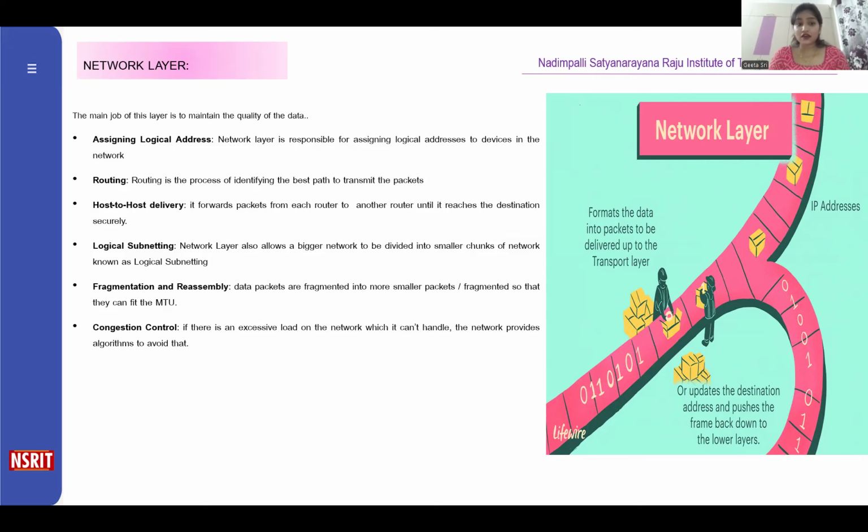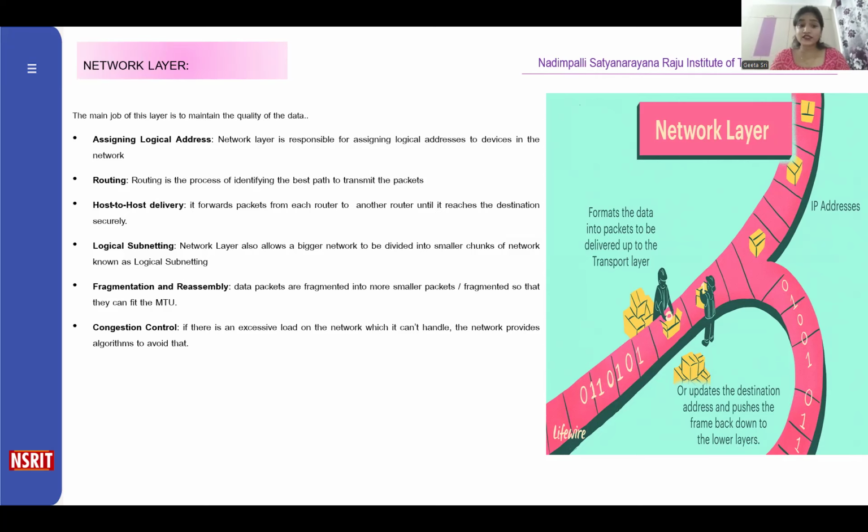a certain transmission unit. The network allows only a certain amount of data to be transferred at any single time. That is called the maximum transmission unit. Any network will have this maximum transmission unit. And the fragmentation and reassembly functionality in network layer sees that the data is fragmented into smaller packets so that they can fit the size of the maximum transmission unit in any network.